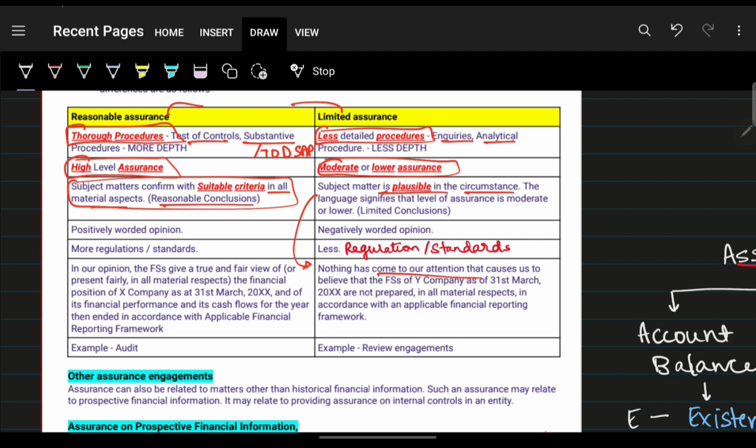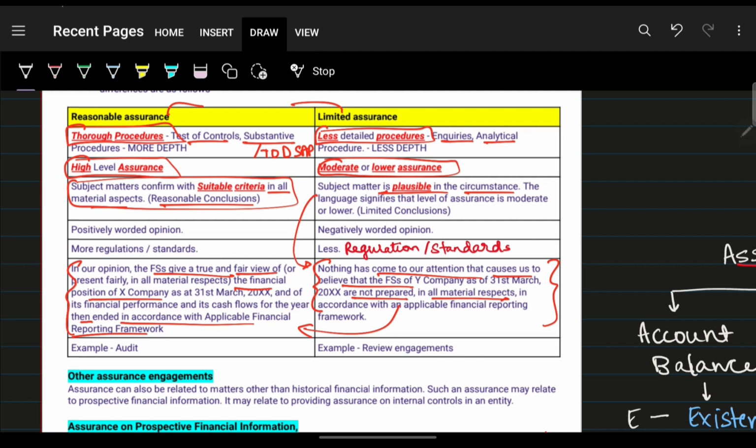Right? Nothing has come to our attention that causes us to believe that the financial statements are not prepared in all material respects, as compared to the audit report, like the opinion that is given in case of an audit, right? In our opinion, the financial statements give a true and fair view of the financial information and the financial position in accordance with the applicable financial reporting framework. Here it says nothing has come to our attention that it is materially misstated. Here we are saying that it is true and fair. It is giving a true and fair view. Here we are saying we didn't find anything that showed that it is not true and fair.